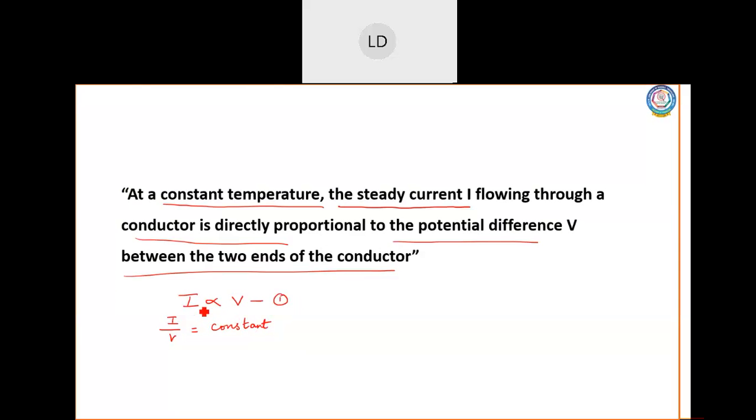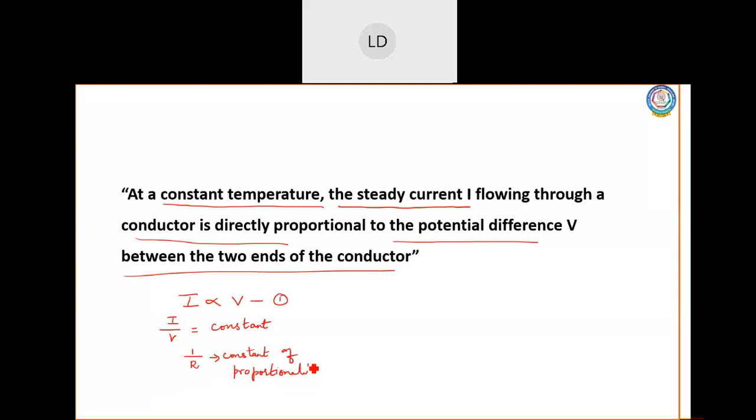Now let me take this equation. I need to replace this constant of proportionality by a constant. So I'm going to replace this by a constant called 1 by R. So 1 by R is nothing but the constant of proportionality.